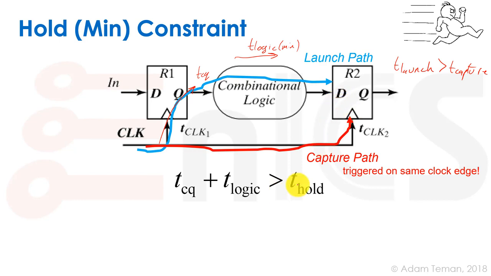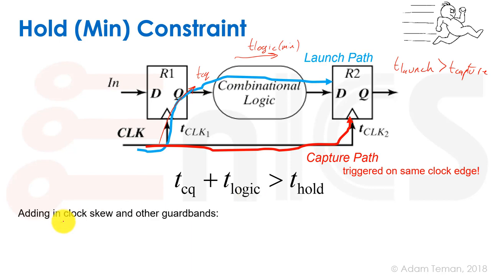Okay, that's pretty easy to meet because TCQ is always going to be larger than zero. I can't say always, but in most normal cases, and T logic is also going to be larger than zero. T hold, as I said, can be zero or even negative for some flip-flops. So this is almost given at a synthesis stage. And that's why during synthesis, we didn't discuss hold paths at all, and we wouldn't check it at all.